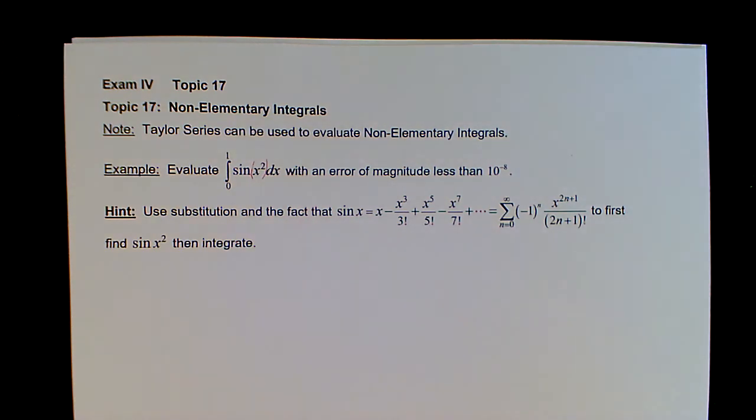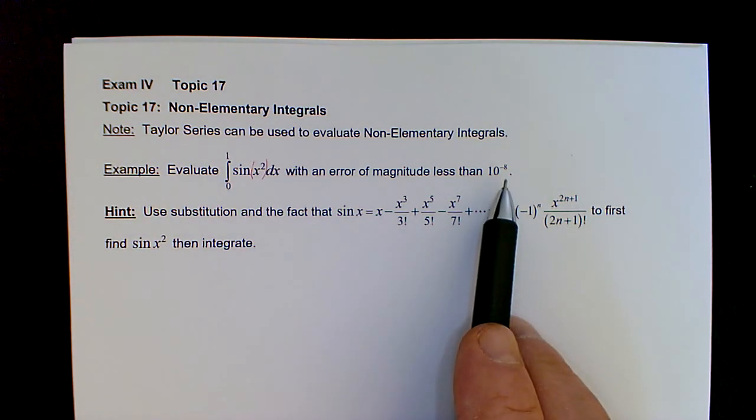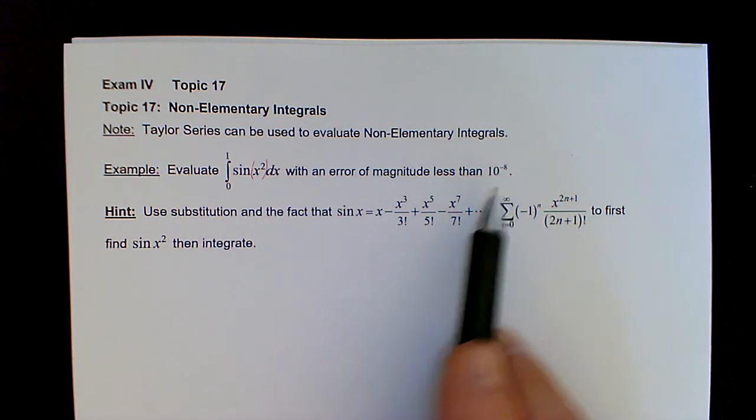since there is no method of integration that will work, the only thing we could do is basically approximate this integral. And here we're asked to do so with an error magnitude of less than 10 to the negative 8th. So, a pretty small decimal number. But in any event, here's the hint.